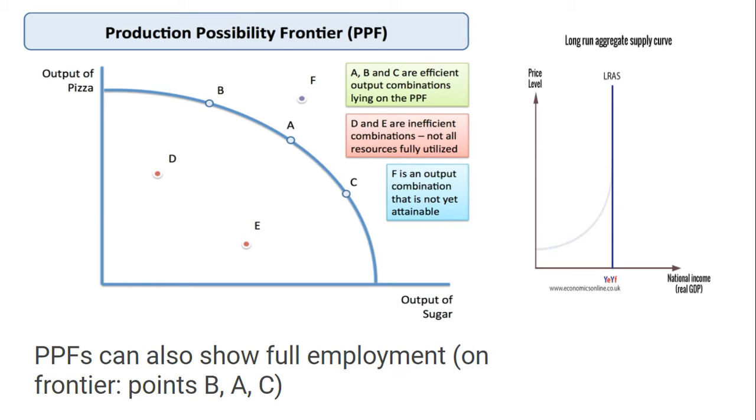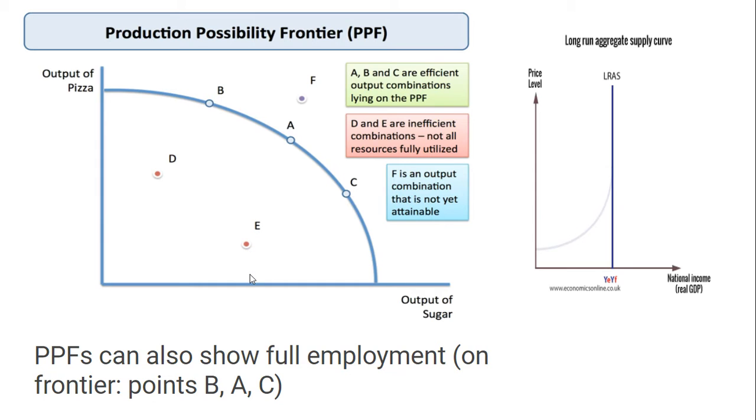Take a minute and try to pick out a point that would represent inefficiency or a recession. A point that would represent inefficiency or a recession would be point D or E, because that's inside the production possibilities frontier. If you wanted to put it into numbers, this is a very simplistic representation of an economy. If you're operating at point B, you're maximizing production of pizzas and sugar. But if you're operating at point D, you're not producing nearly as much pizza and sugar as you're capable of. The same thing with point E.